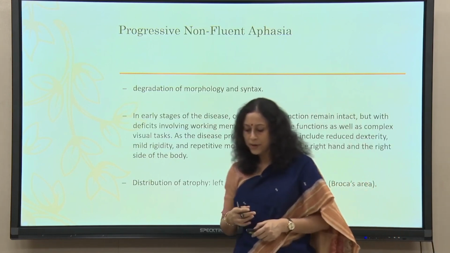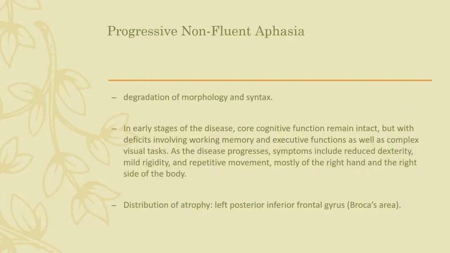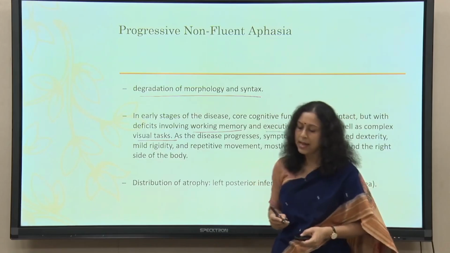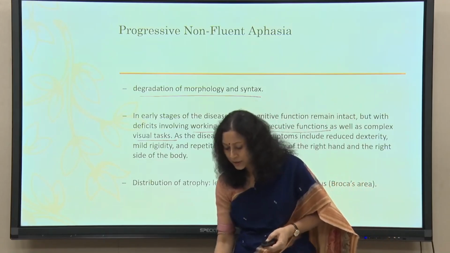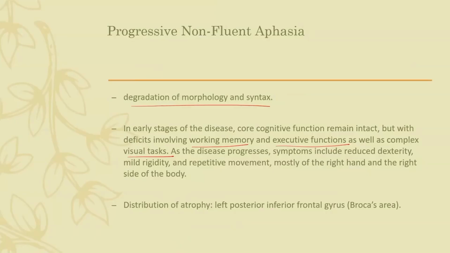So, progressive non-fluent aphasia: this is a case where typically the patients will show degradation of morphology and syntax. In the early stages of this disease, core cognitive functions remain intact, but gradually with time, deficits involving working memory and executive functions as well as complex visual tasks are found to be affected. So, what is the neural correlate of this? What is the neural substrate that is responsible for this?